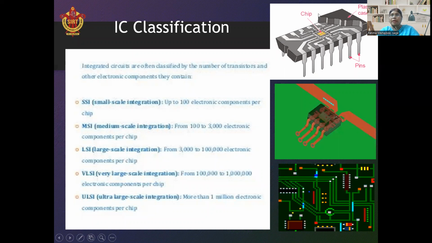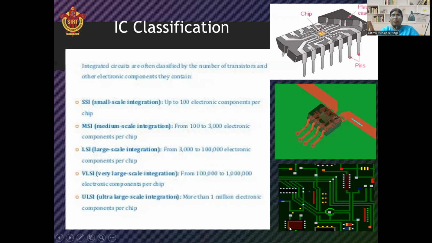This diagram is showing the internal structure of the ICs. Here different components are fabricated and connected to the pins. On these pins, different connecting lines or buses can be connected, like it is shown here. In this integrated circuit, different buses are connected, and you can see in this picture the current is flowing from this bus to the integrated circuit, and from this IC to the bus.